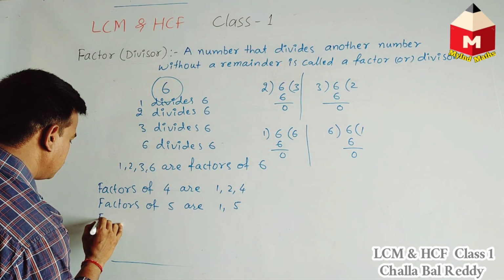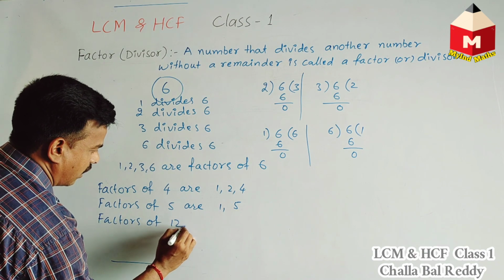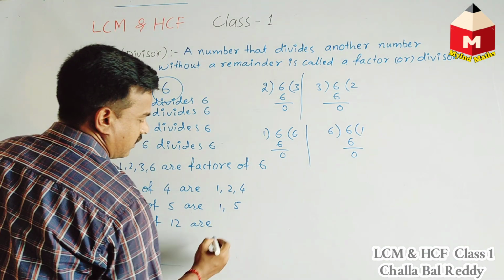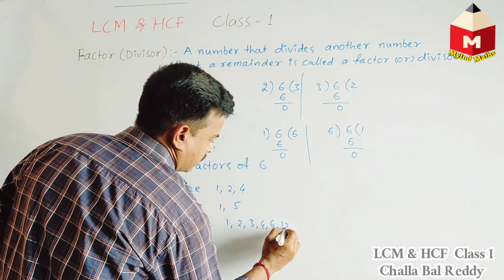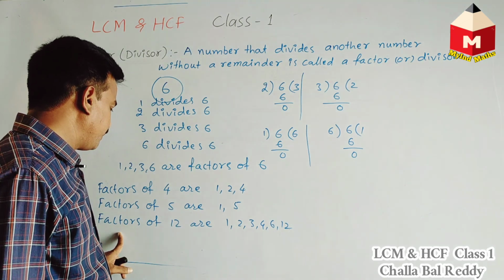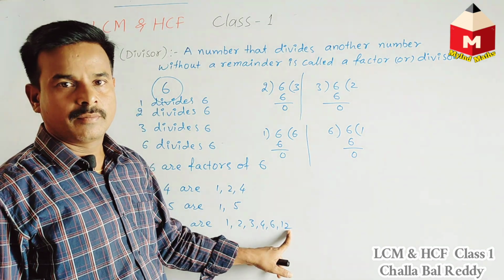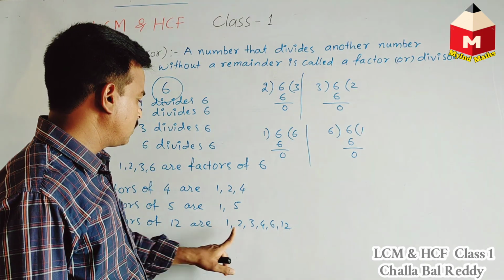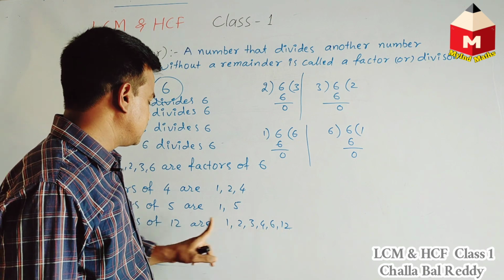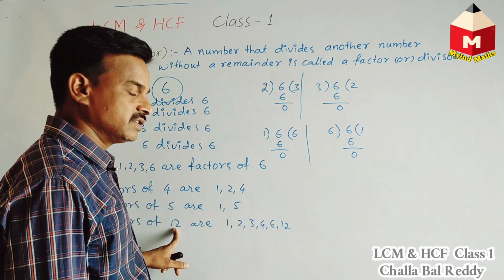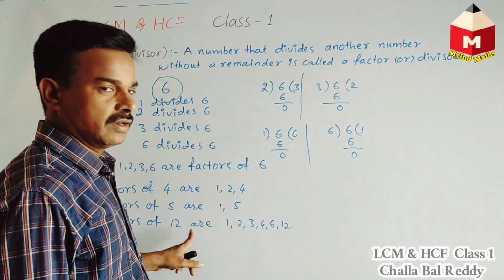And now we take another number, that is factors of 12. What are the factors of 12? 1, 2, 3, 4, 6 and 12. You see here, factors of 12: 1, 2, 3, 4, 6, 12. Because 1 divides 12, 2 divides 12, 3 divides 12, 4 divides 12, 6 divides 12 and also 12 divides 12. That is why these are all factors of 12.